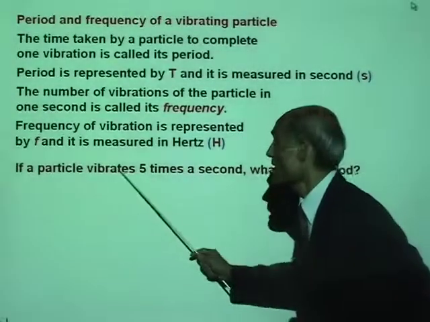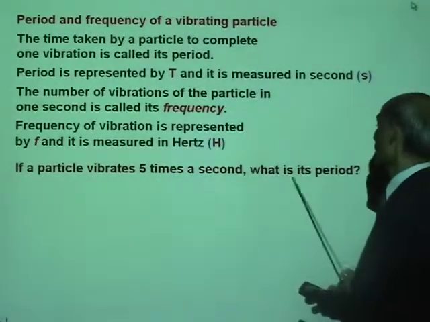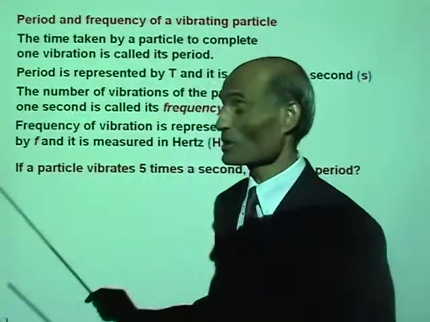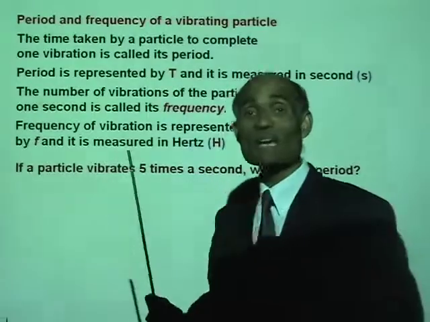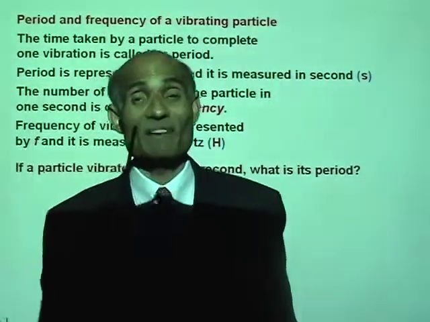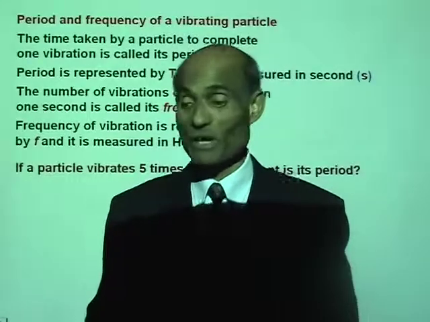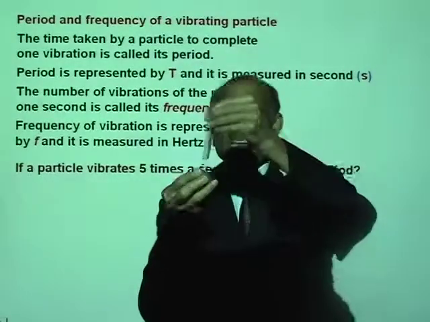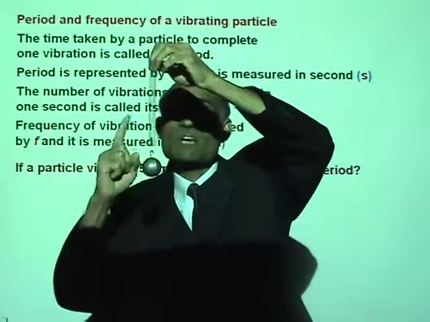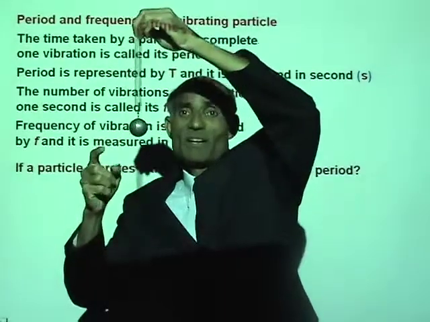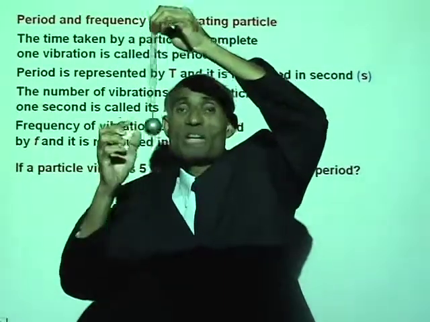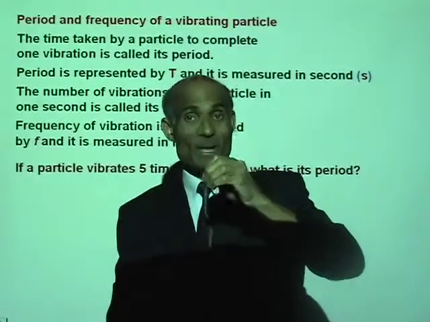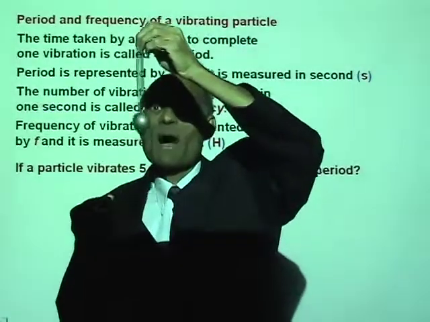Now, if a particle vibrates 5 times a second, what is its period? Alright? If a particle vibrates 5 times a second, its frequency is 5. Is that right? Its frequency is 5 Hertz. Now tell me, if a particle vibrates 5 times a second, what is the time taken for 1 vibration? Can anybody tell me? Now, this completes 5 vibrations in 1 second. Alright? What is the time taken for 1 vibration?